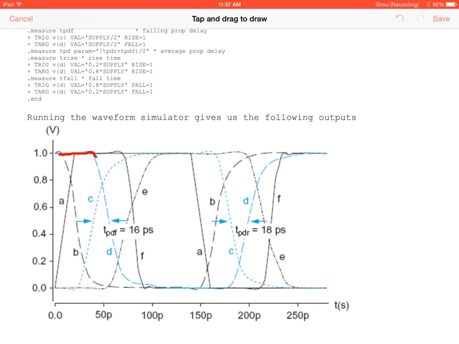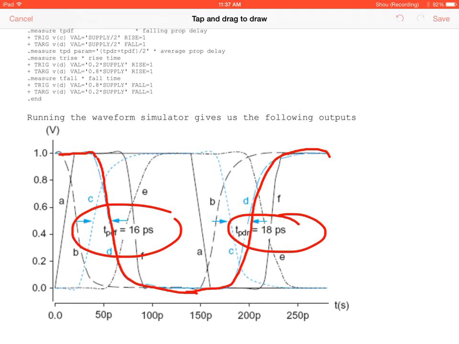We have a slight bump there because it's not perfect, since we haven't properly optimized our circuit. And then we have a long fall delay. Again, D is here. And based on those, we can actually measure our rise delay and fall delay. We notice they're slightly different because they're not optimized. The rise propagation delay is 16 picoseconds, and the fall propagation delay is 18 picoseconds.